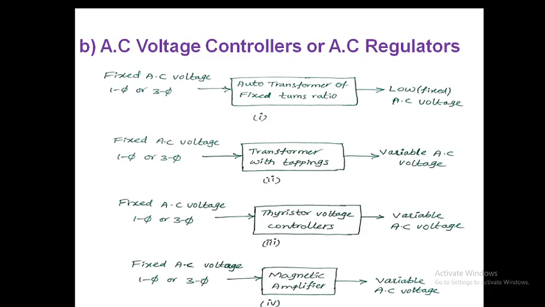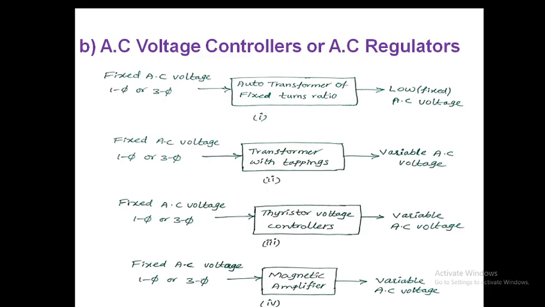And the second one is again from the same fixed AC voltage as an input. Now the transformer is provided with tappings. If you provide tappings, then for different tappings we'll get different voltages. That's how we get the variable AC voltage with the transformer with tappings.